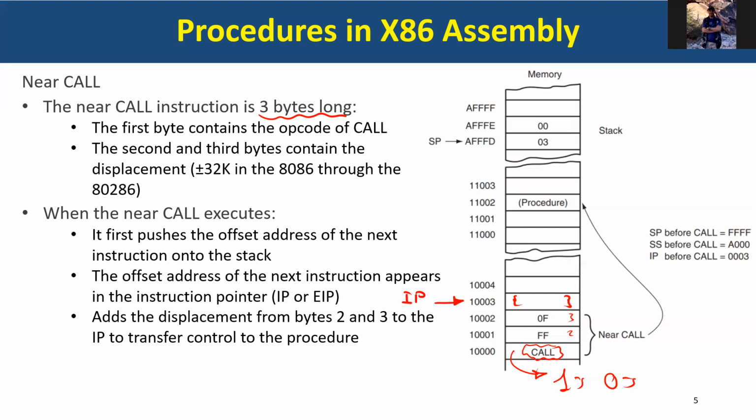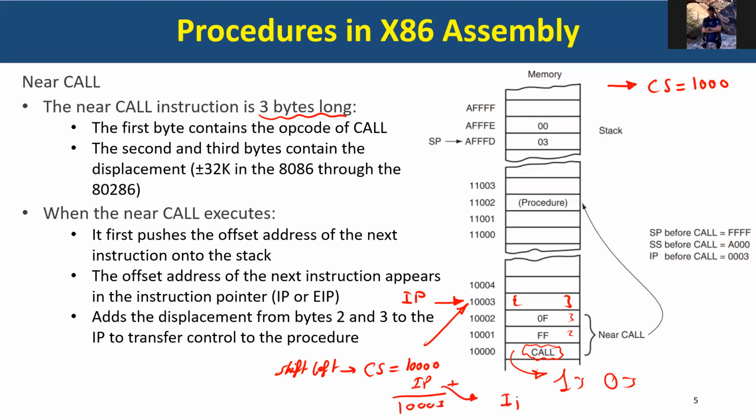And remember here, if the code segment register CS has 1000, then the physical address means we shift left CS by 1. So this will be 10000. Okay, and we add the IP, so that will give us here 10003. So basically, the IP that points to that location is equal to 10003 minus 10000, which is basically 3. Good. So the IP for the instruction just after the call is 0003.